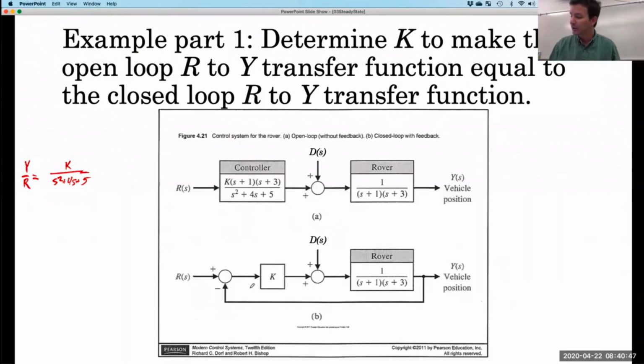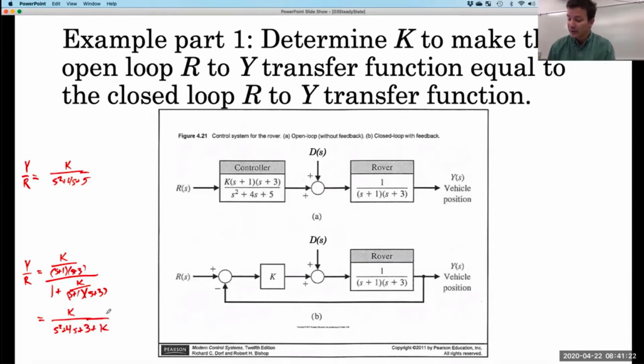Okay, so in closed loop, we do the same trick. We set the D signal to 0, which means the forward path is k over (s plus 1)(s plus 3), and the feedback path is unity. Ooh, that's a good sign. We get these nested fractions that are the hallmark of this course. And we simplify this down. We get k over s squared plus 4s plus 3 plus k.